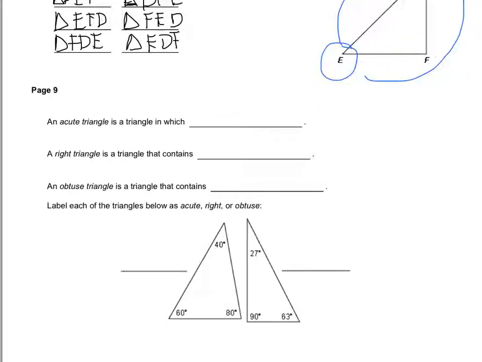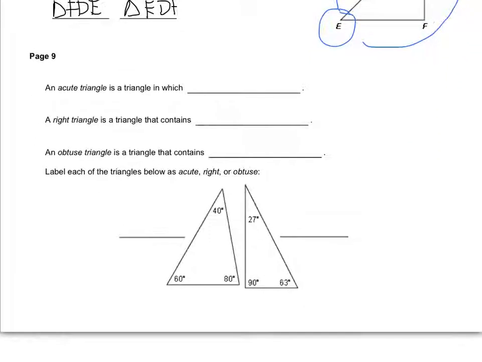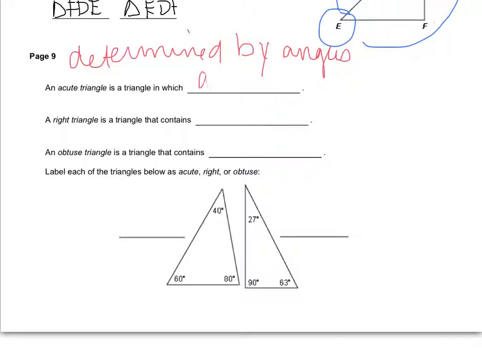So there's three specific types of triangles we're going to talk about that are determined by angle measure. So these are determined by the angles. There are acute, right, and obtuse. An acute triangle is a triangle in which all angles, every single one of them, is less than 90 degrees. So an acute triangle is a triangle in which all angles are less than 90 degrees.